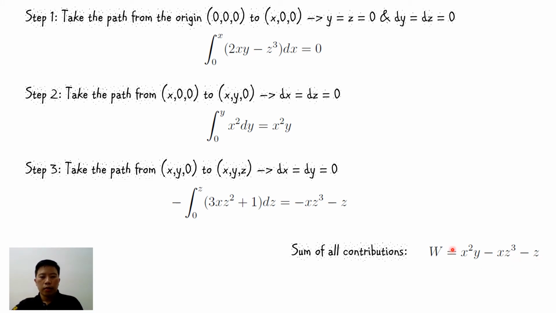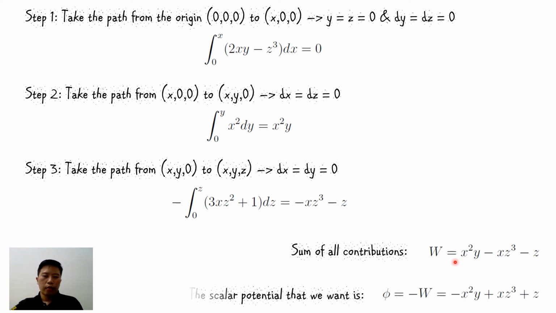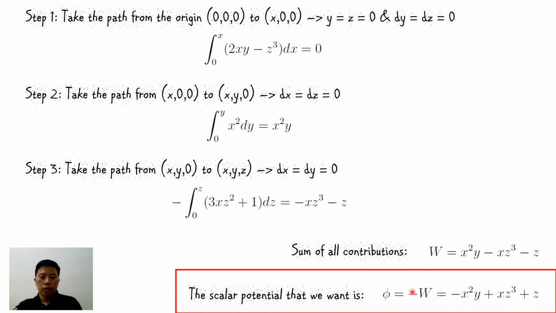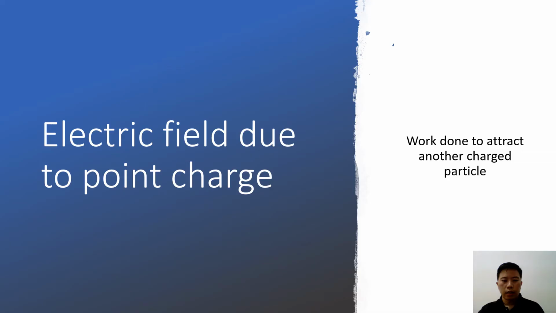And if you remember, we define w as negative phi, and therefore my scalar potential that I want, phi, is basically the negative value of this, and this is the final answer. So that is how you find the scalar potential in the case of a force field where it is conservative. Right, so let's go to the next slide.